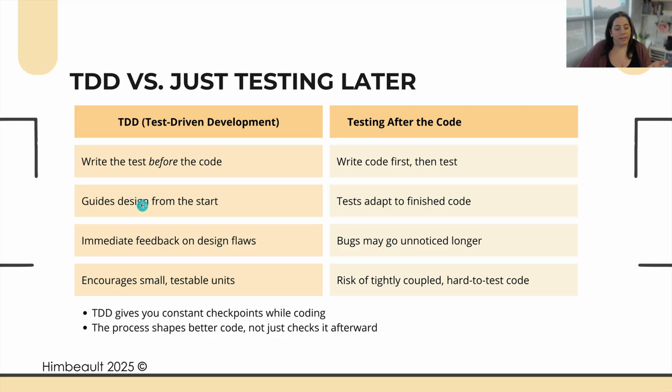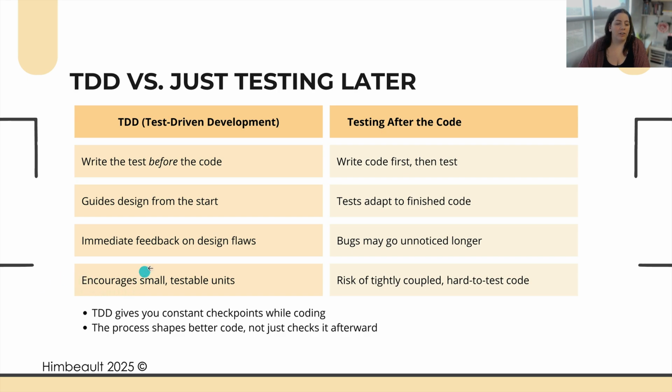TDD allows us to guide the design from the start, whereas in the other scenario, tests really adapt to the finished code. Once the code is done, we write tests based on what we see, right? More of like a white box testing kind of scenario. When we're doing TDD, we get this immediate feedback on design flaws in our code. We find immediate feedback on things that maybe are interconnected but we didn't realize. When we test our code after, some bugs might go unnoticed longer because there may be some more intricate connections that we didn't realize when we wrote the code, and we didn't catch them when we wrote the tests.